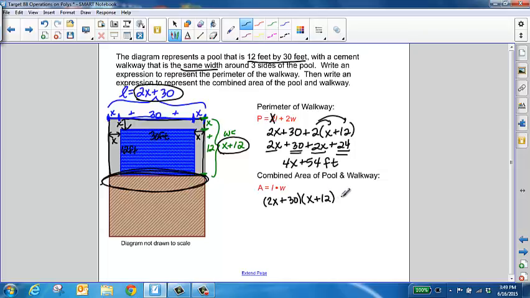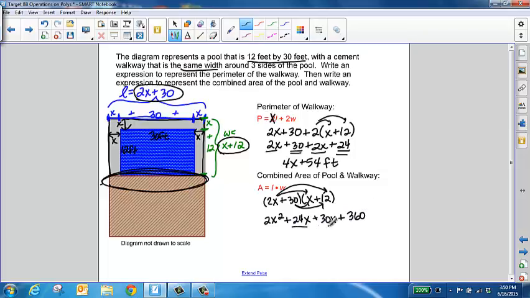Now since we are multiplying two binomials here, this is where you take the first term of the first binomial and multiply it by both pieces of the second binomial. So 2x times x is 2x squared. 2x times 12 is 24x. And then we're going to take the 30 and multiply it by x, and then multiply it by 12. So 30 times x is 30x. 30 times 12 is 360.